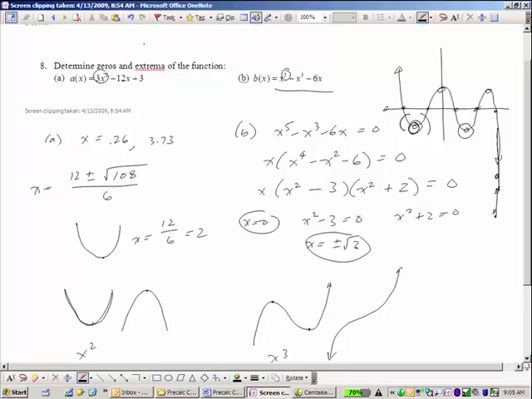Okay? And that's actually, whenever you have an odd function, your odd function is not going to have any global mins or maxes. Okay? That was a nice comment to make. Thanks for making it.